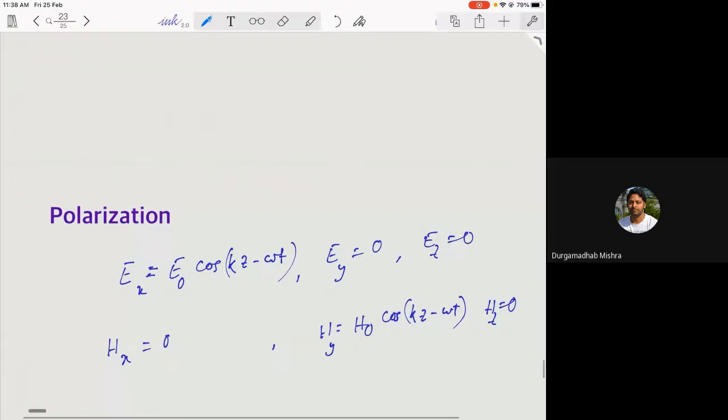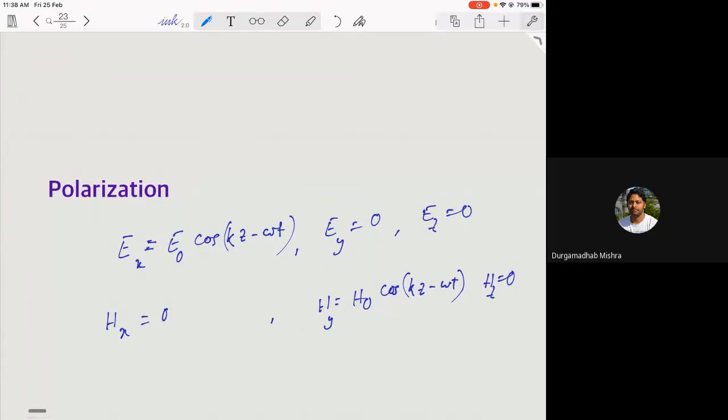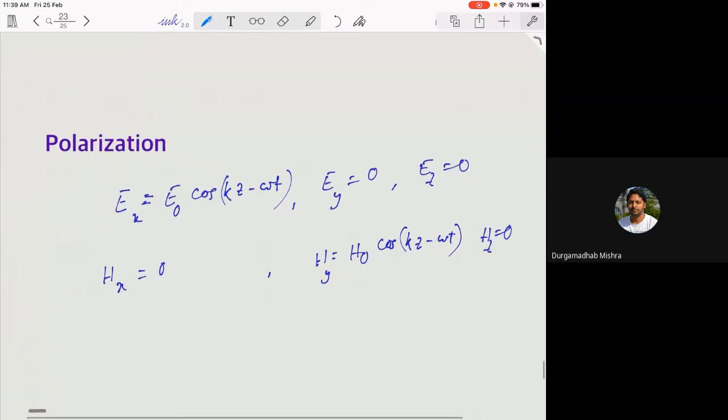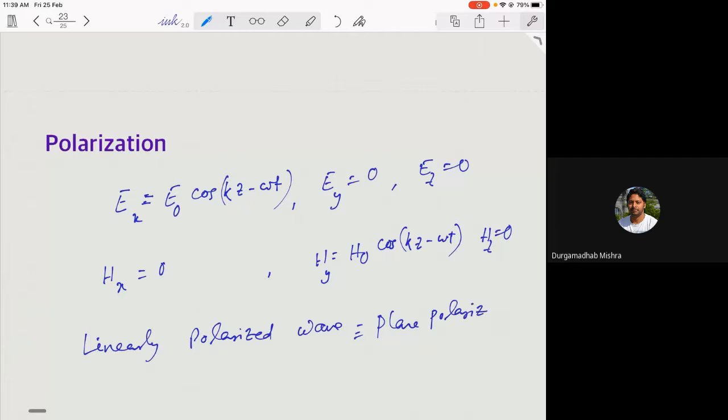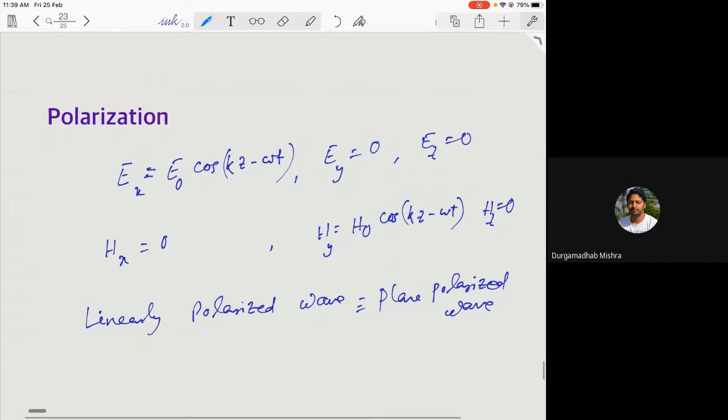So this is an electromagnetic wave where the displacement of the electric field is along X, and therefore the displacement of the magnetic field is along Y, and it is propagating along the Z axis. This kind of wave, we call a linearly polarized wave, or sometimes also known as a plane polarized wave. That means the electric field is always oscillating along one axis, the x-axis. So this is known as polarization.